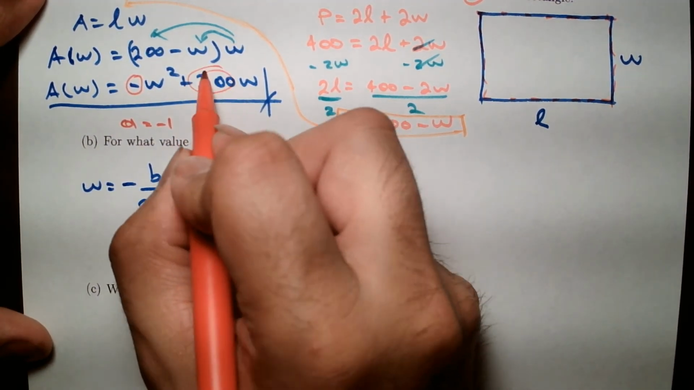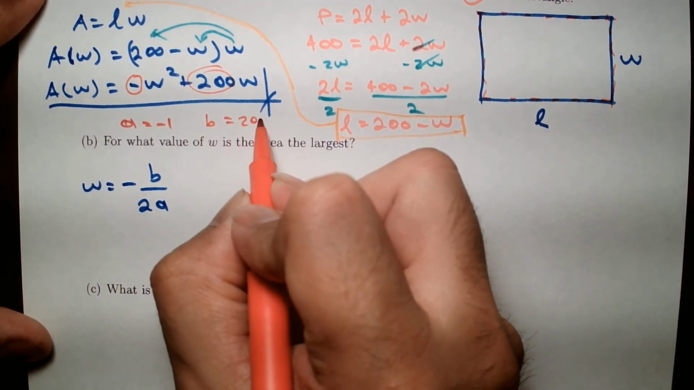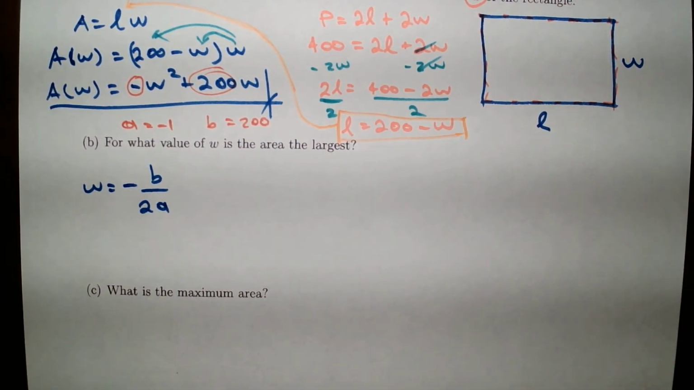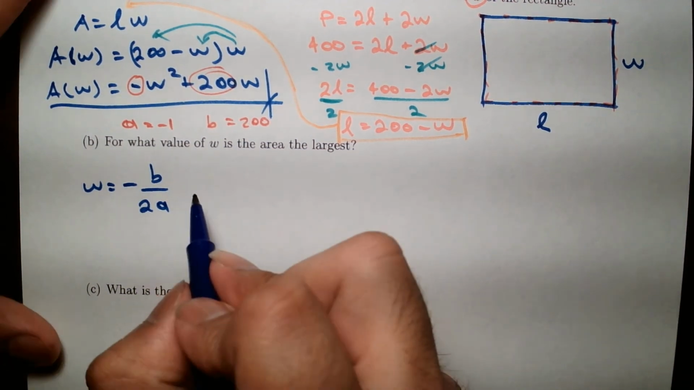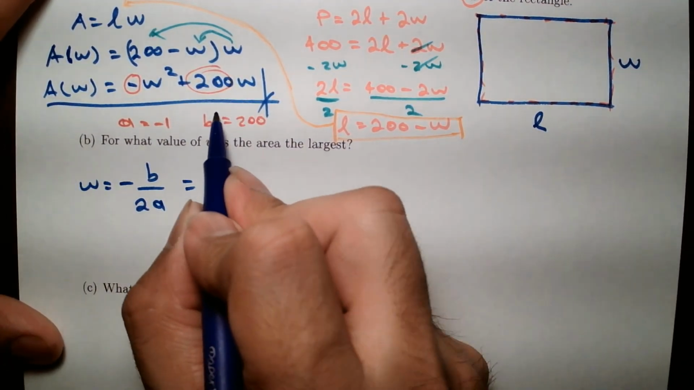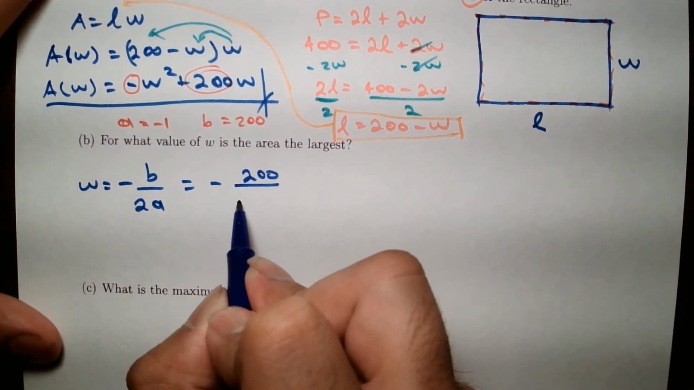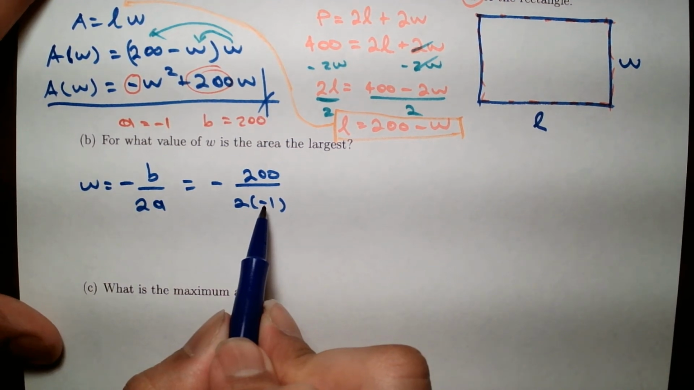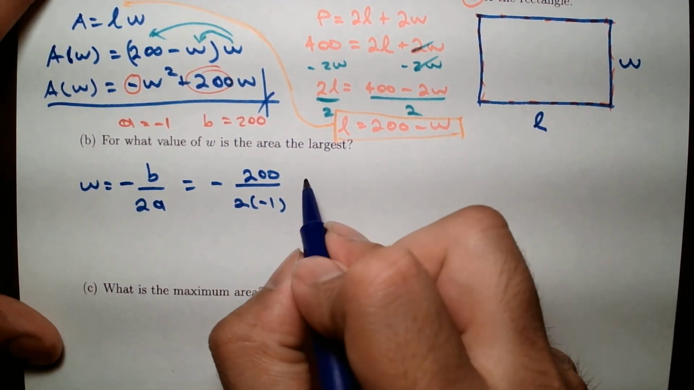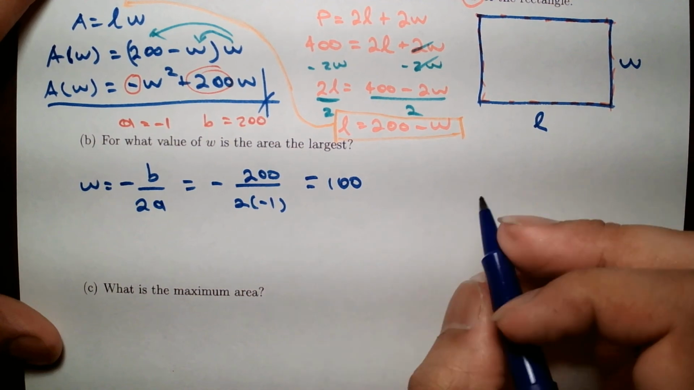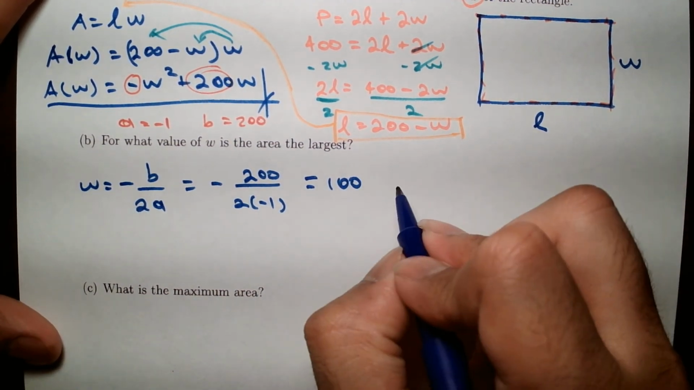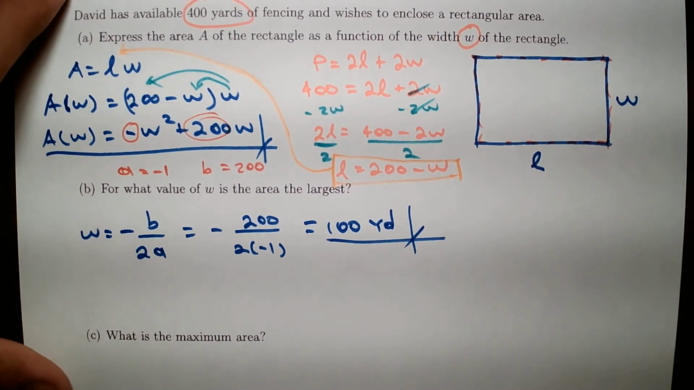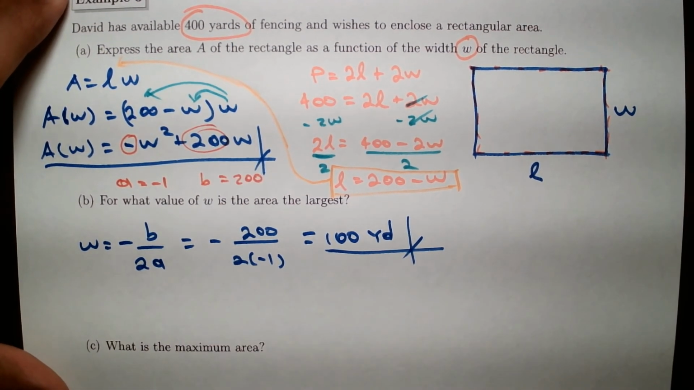So let's call a equal to -1 because that's the leading coefficient, and b equals 200. Well, c would technically be 0, but we don't even need c in this case. So let's plug in the numbers: minus b, which is 200, over 2 times a, which is -1. Negative over negative is positive, and then 200 over 2, that's 100. In this case, they're yards actually. I thought we were not given the unit, so it's yards.